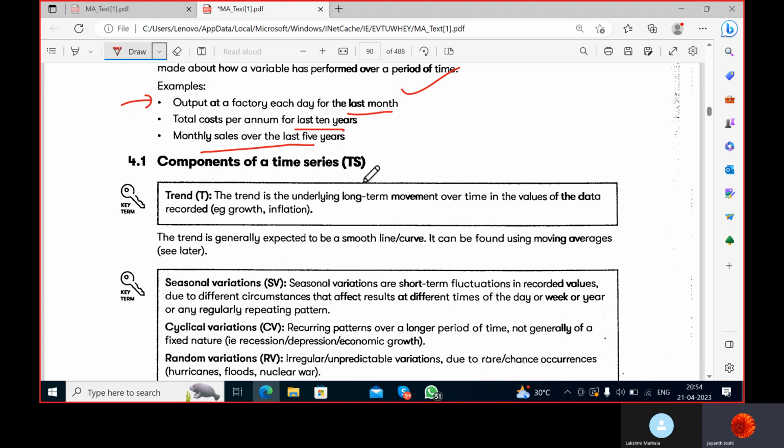Some of the components of time series. In a time series, over a period of time, you encounter many things. One is the trend. Trend is either an increasing trend or a decreasing trend.